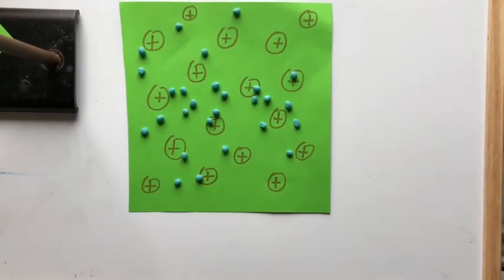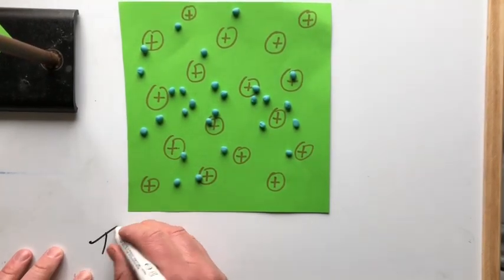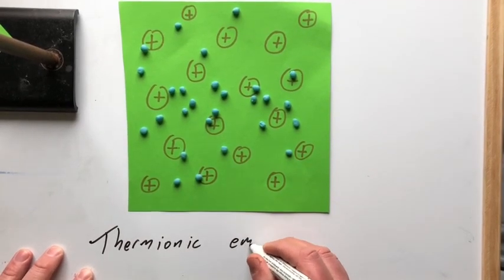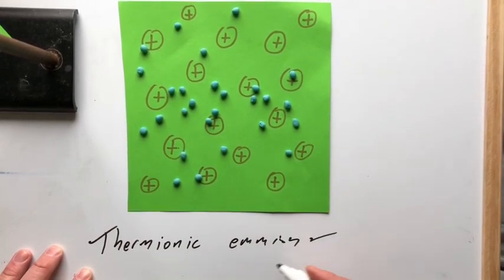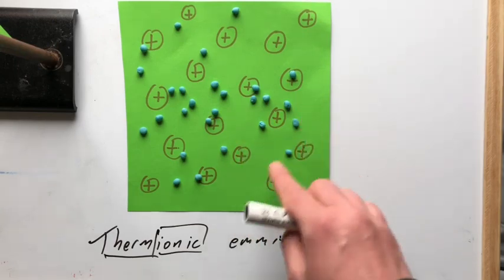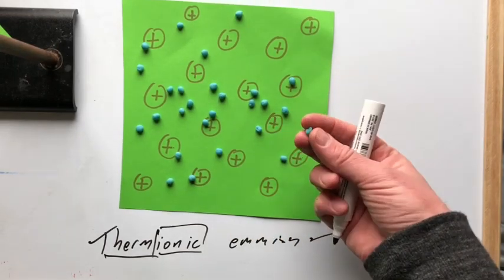So what happens during thermionic emission? Well, let's think of what the word means. Emission is just when you give something out. Therm is for thermal energy, and ionic is ions. So thermionic emission is just if we heat this up, we're going to lose ions, in this case electrons.